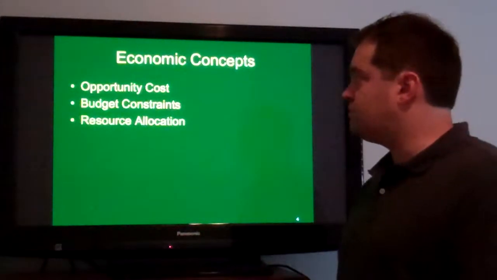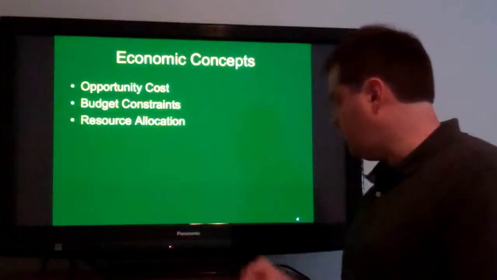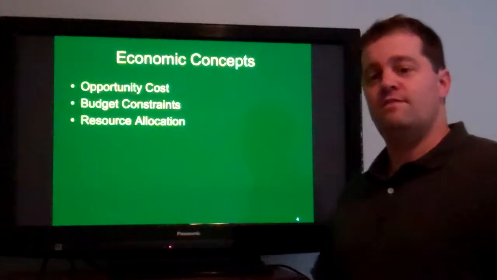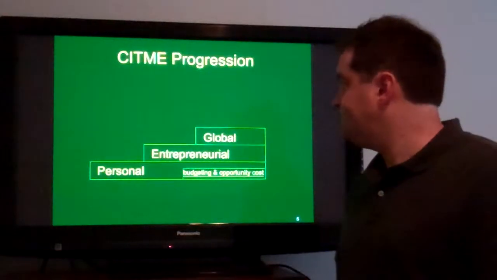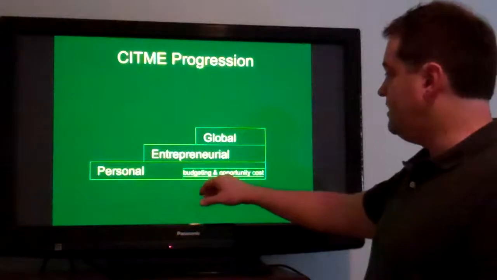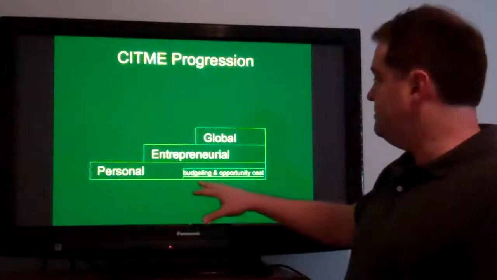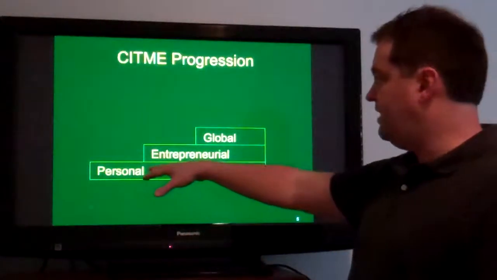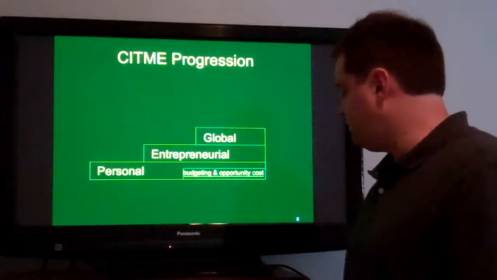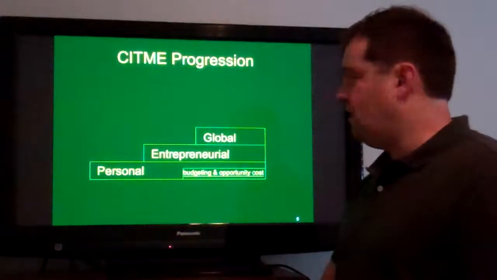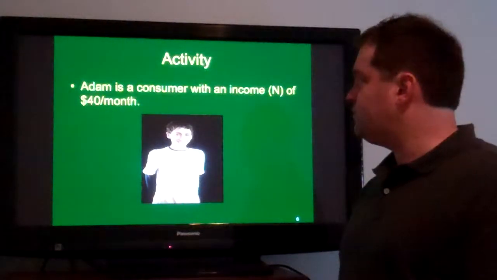The idea of a budget constraint, and how am I going to get these resources, how am I going to allocate those resources? So these are the three economic concepts that are going to be illustrated with this linear equations application. In terms of the CITME progression, this is a personal finance progression, and this is definitely something that students will build upon in the personal finance section on their way to entrepreneurial and global thinking. So let's start with a story here.